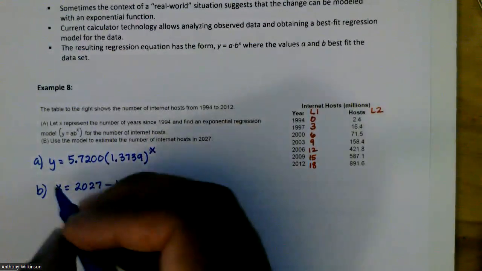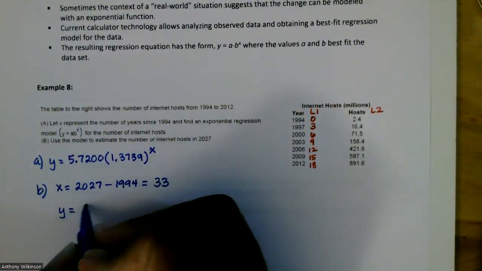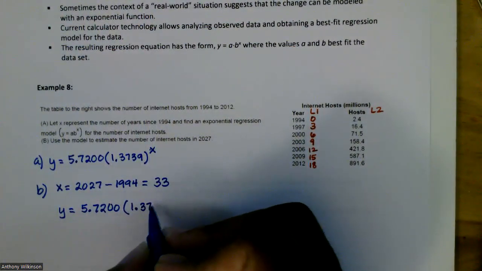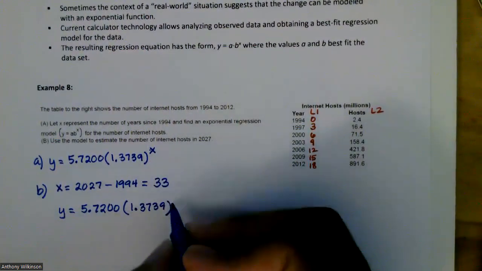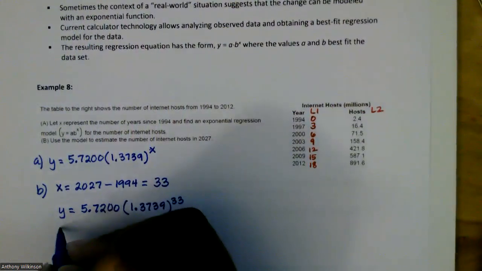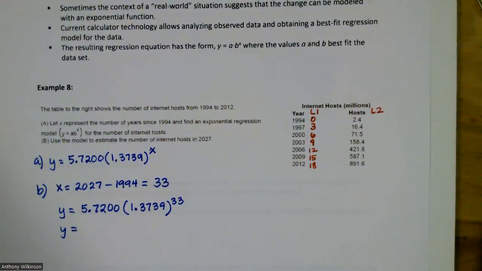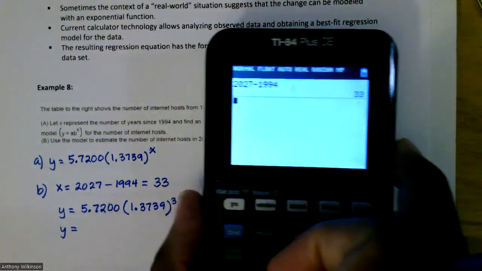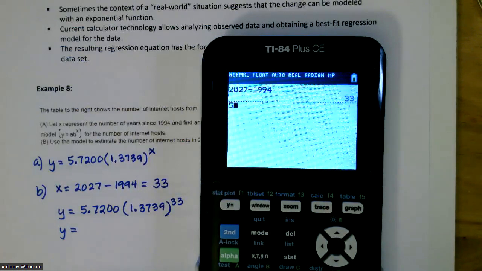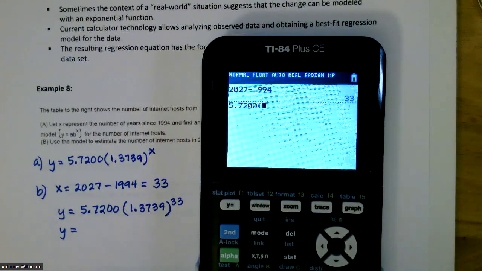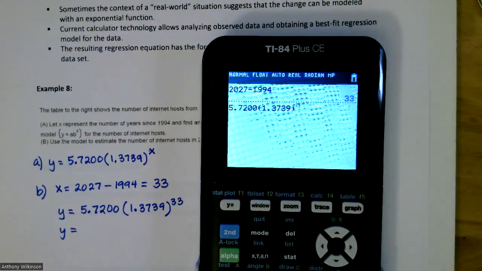All right, in this case here, here's our formula. So we have y is equal to 5.7200 times 1.3739 raised to the x, so x is going to be 33. Okay, and in this case here, we're going to round to the nearest whole number. So in the homework, you have to do exactly what they ask you to do when you're rounding your answers. So 5.7200, and then left parentheses, 1.3739, close parentheses, press the hat key, then 33.